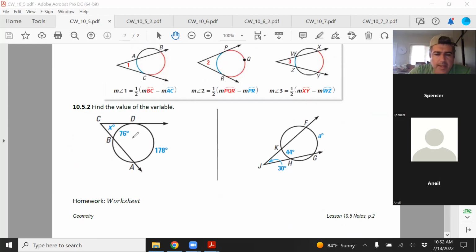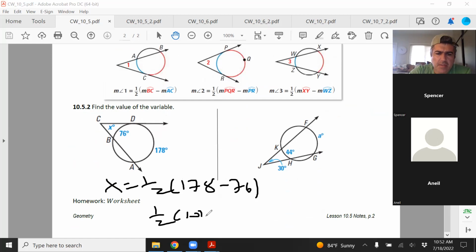So here, X would be half of the difference between those two, because you got a tangent and a secant. That's 102, I think. So you get 51 degrees.